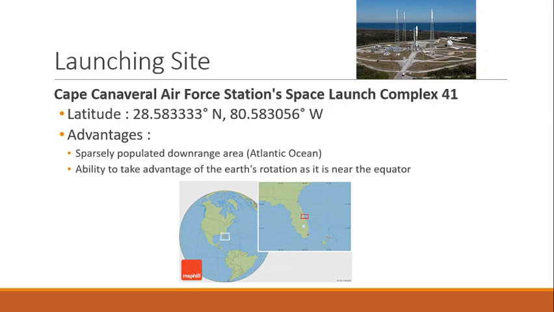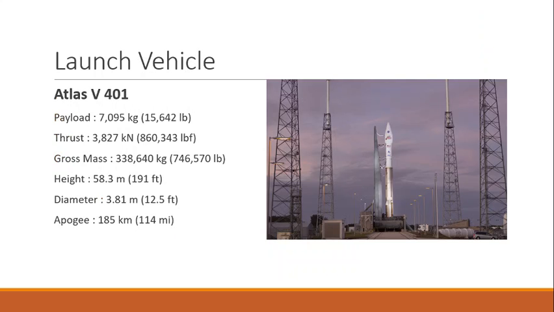The advantages of this launching site are the sparsely populated downrange area, which is the Atlantic Ocean, so it can cause minimal damage when any part of the mission drops, and it has the ability to take advantage of the Earth's rotation, as it is the nearest American space launch complex to the equator.